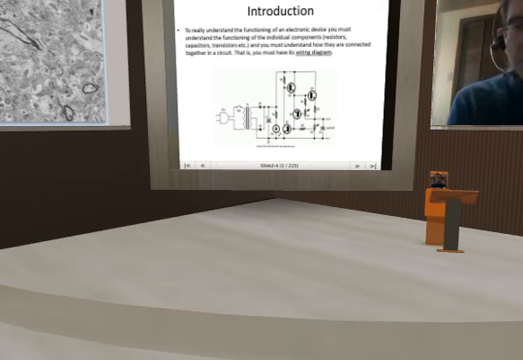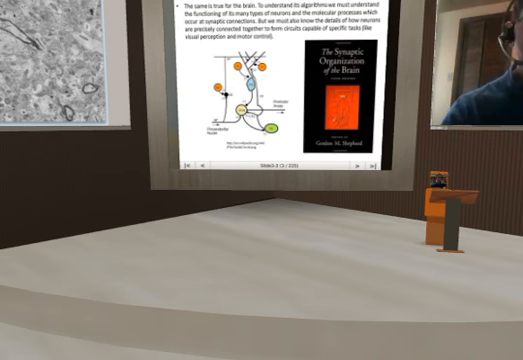So to really understand the functioning of an electronic device, you must understand the functioning of the individual components that make up that device, resistors, capacitors, transistors, etc. But you must also understand how they are connected together in a circuit. That is, you must have its wiring diagram. The same is true for the brain. To understand its algorithms, we must understand the functioning of its many types of neurons and the molecular processes which occur at the synaptic connections. But we must also know the details of how the neurons are precisely connected together to form circuits capable of specific tasks.